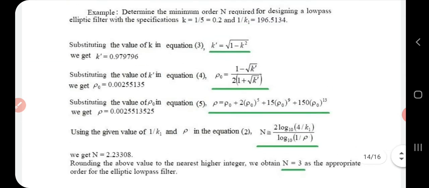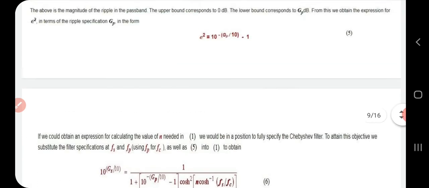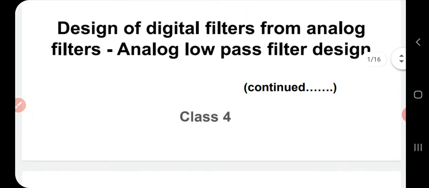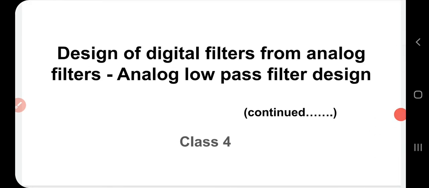So that's all about this analog low pass filter design, that is Butterworth, Chebyshev and Elliptic. Now in the next class we will discuss another new topic of this module. Okay, that's all for now.